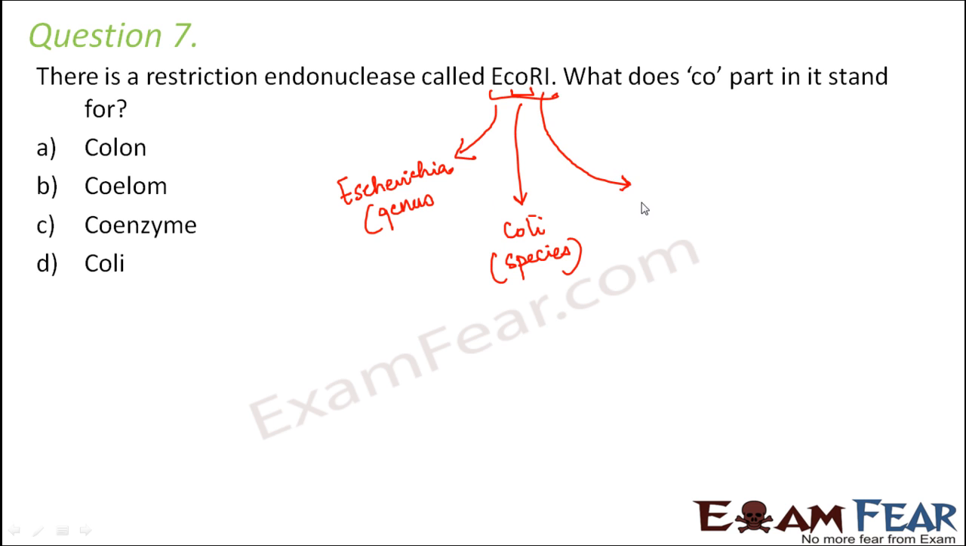Then the fourth letter, which is R, is for the strain. So R stands for rough strain. And I, this is not basically I, this is 1, the Roman numeral 1. It tells us the order in which this enzyme was isolated. Like for a lot of enzymes, you might have 1, 2, 3 or so on. So that basically tells the order in which each of those enzymes was isolated. So for this question, CO stands for coli. So D would be the right option.